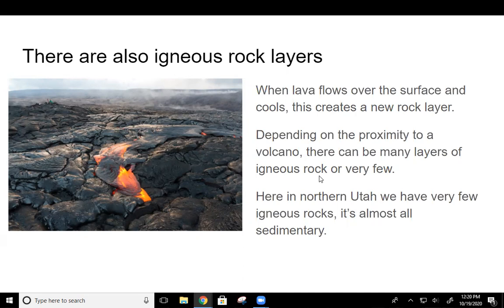Okay? So we have sedimentary layers, and sometimes we get an igneous layer on top of the sedimentary ones. It just kind of depends. But most of the time when we talk about rock strata or rock layers, we're talking about sedimentary layers. All right? Okay, moving on.